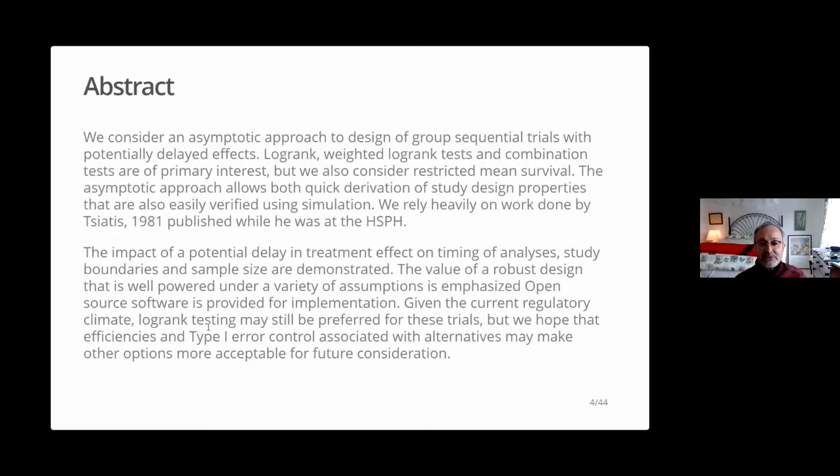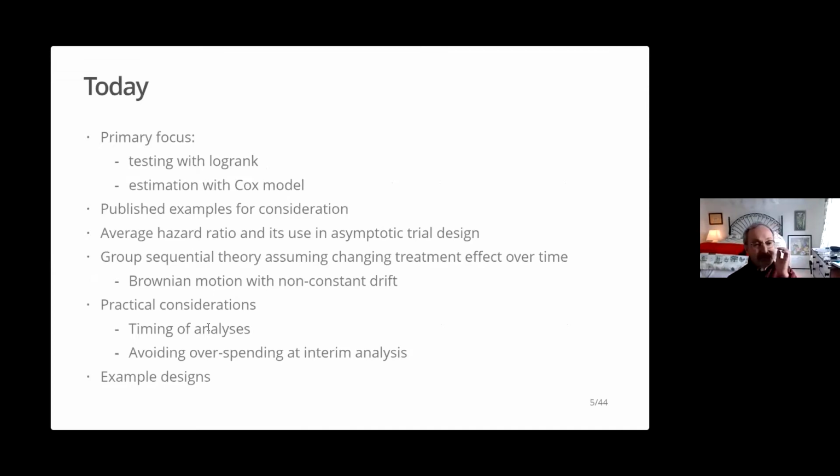I usually put an abstract at the beginning just so I can remind myself what I promised to say, but I don't need to repeat it here. My primary focus today is just going to be testing with logrank. I just had a discussion with Professor Uno, and it's what we're stuck with: the FDA pretty much uses logrank and the Cox model. So what are you going to do if you're planning trials with those as primary analyses, and you're anticipating a potential delayed treatment effect? I'll start off with several published examples, mostly with Keytruda, to show you the issues that are recurring for us and why this is of interest.